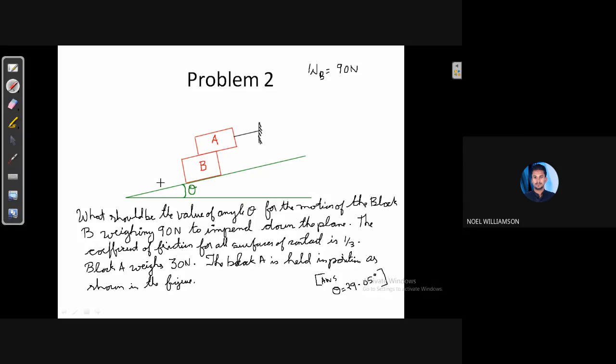Okay, now the coefficient of friction for all surfaces of contact is 1/3. So it is given mu is equal to 1/3 on all surfaces, that is, on this surface and this surface, mu is 1/3. There are two surfaces here. Now block A weighs 30 Newton, that means WA equal to 30 Newton.